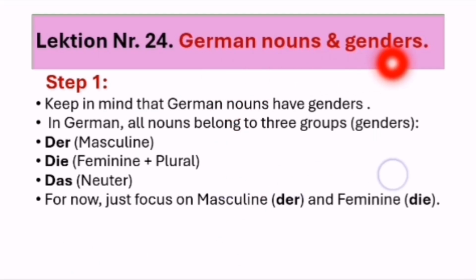German nouns and genders, step 1. Keep in mind that German nouns have genders. In German, all nouns belong to 3 groups of gender, like der for masculine, die for feminine and plural, and das for neuter nouns. For now, just focus on masculine, der, and feminine, die.